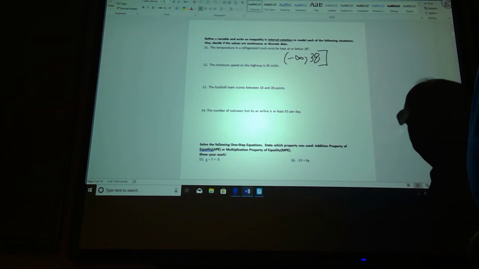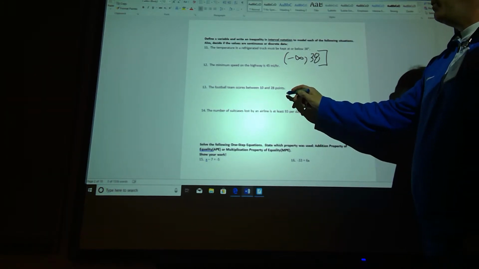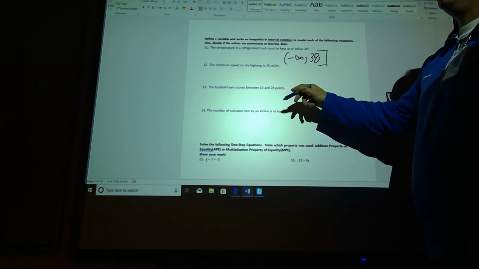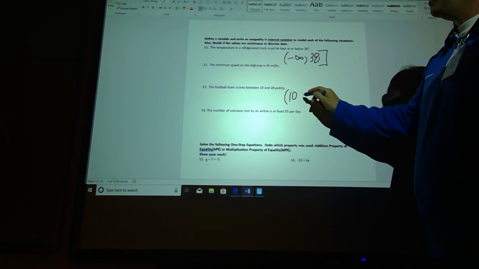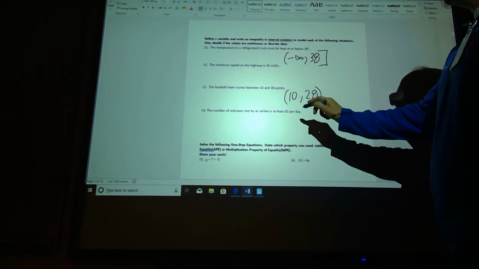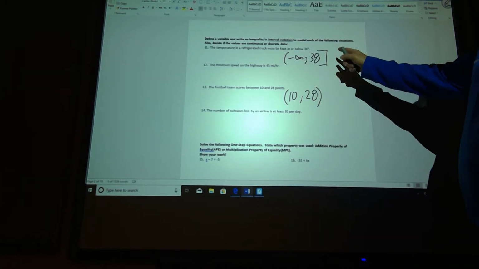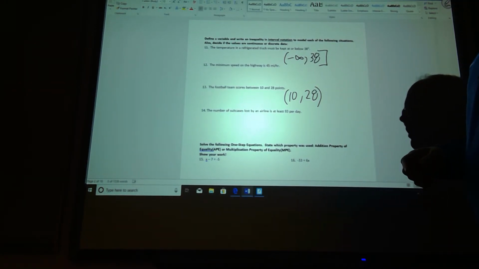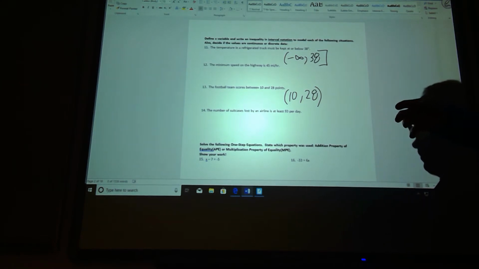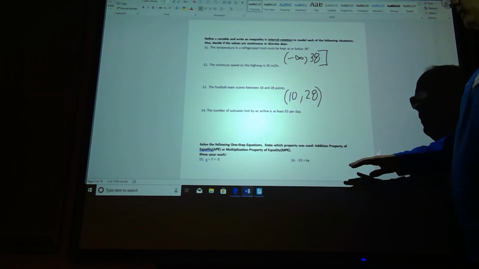Number 13, a football team scores between 10 and 28 points. So scores between that, so it doesn't score exactly 10, doesn't score exactly 28. Scores one or the other. That would be discrete because it's not continuous. I can't score 10.1 points. Okay, the top one is continuous because I could have 38, or I could have 37.2 degrees and things such as that.